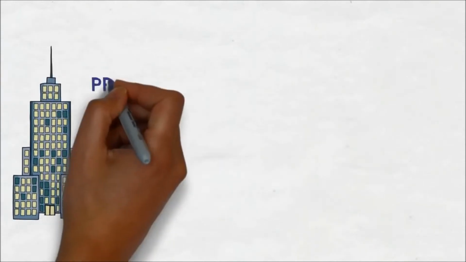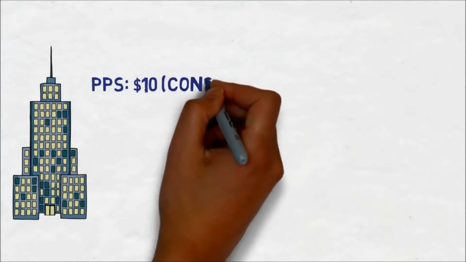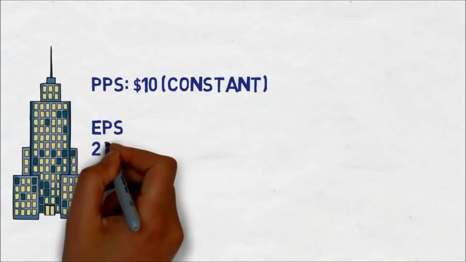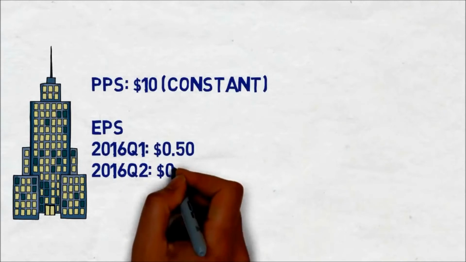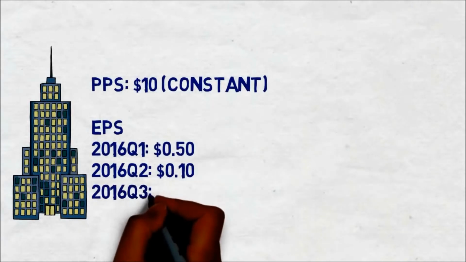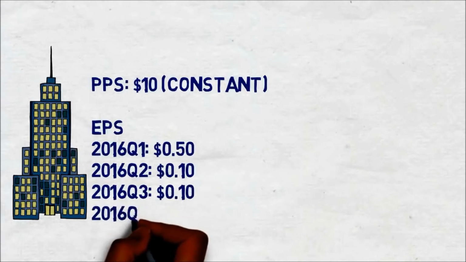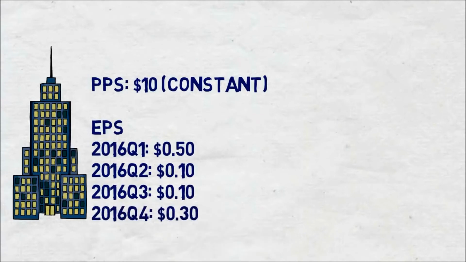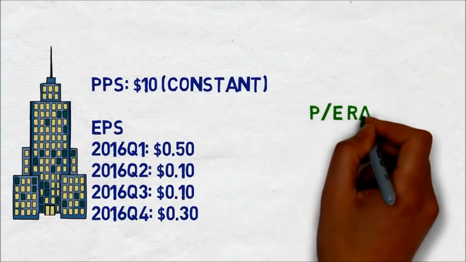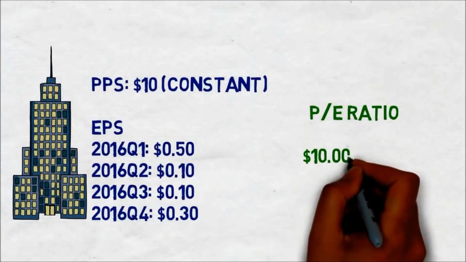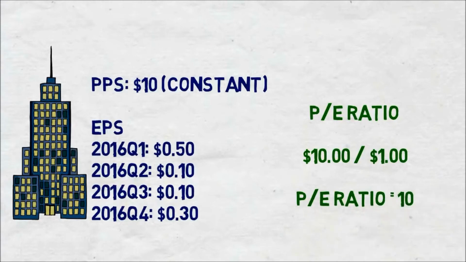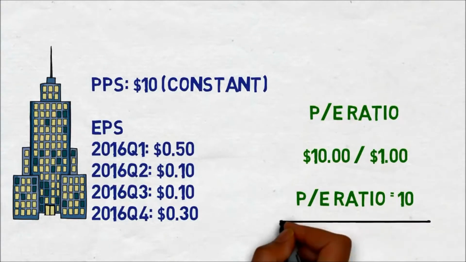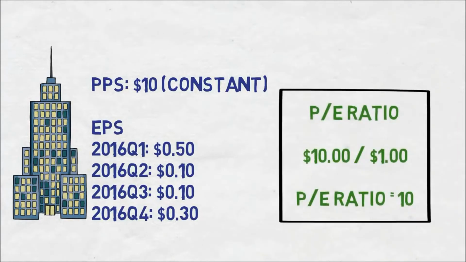Now, I'm going to give you guys an example here. Let's say $10 is the price per share, and just for example purposes, we're going to pretend that remains constant all along. The earnings per share for 2016 were 50 cents in the first quarter, 10 cents in the second and the third quarter, and then a little bit up to 30 cents in the fourth quarter. So the PE ratio in this case would be 10 divided by the sum of the last 4 quarters, the total year's earnings per share, which is 1. So the PE ratio would be 10 in this case, which is a pretty good PE ratio.